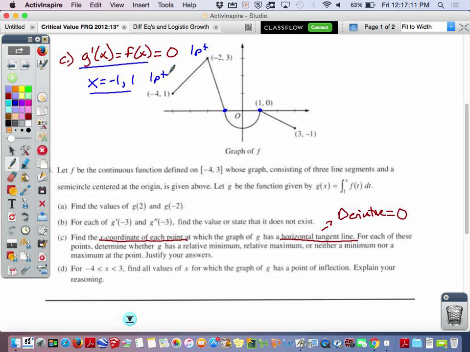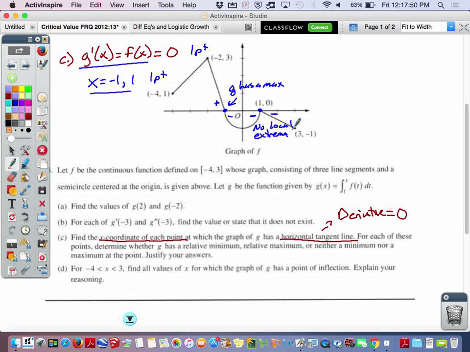Now on to figuring out whether or not these points are minimums or maximums. Now what happens at -1 is that we get a sign change of f of x. It goes positive to negative. That's an indication then that g has a maximum, because g prime, or f of x, changes from positive to negative. At 1, f of x stays negative. So that means there's no extrema here. No local extrema.